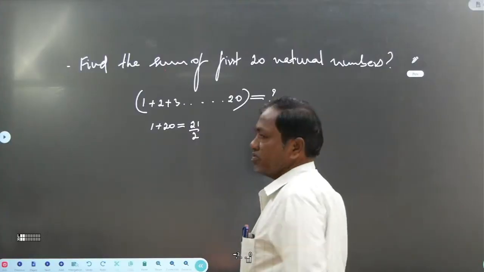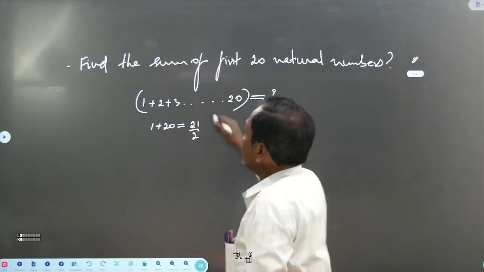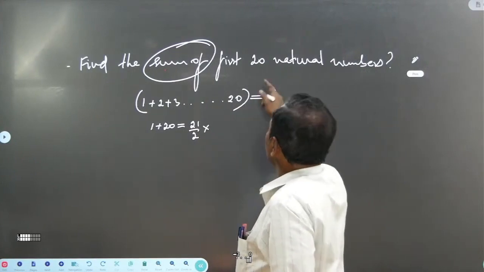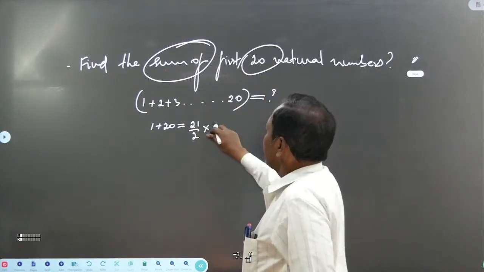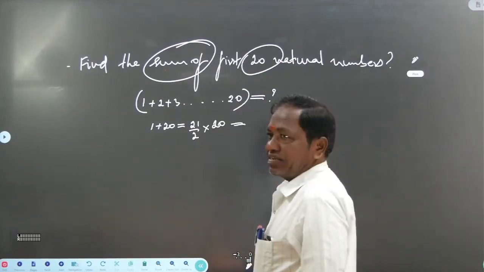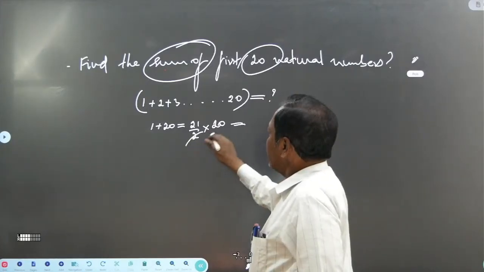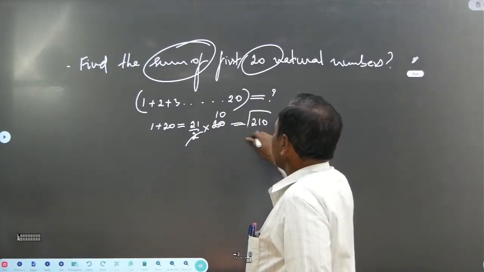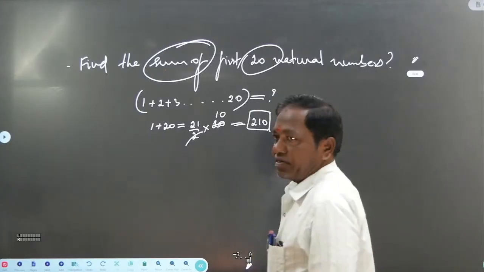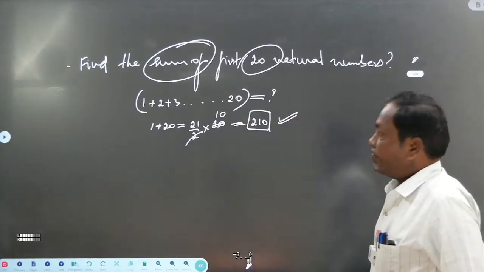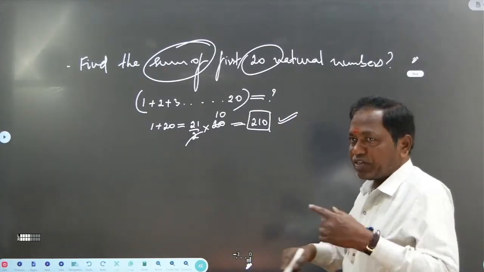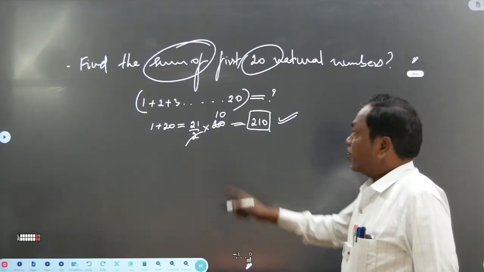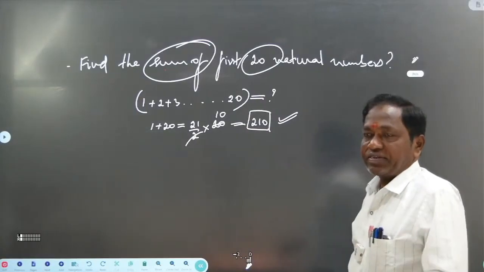Don't simplify it yet. But we wanted to know the sum, so into number of observations. How many observations are there? 20. See that. So 2 ones are 2 tens, 210 is the answer. Right. If you try to simplify again, it demands more time, because if you do it one time, it gets simplified.